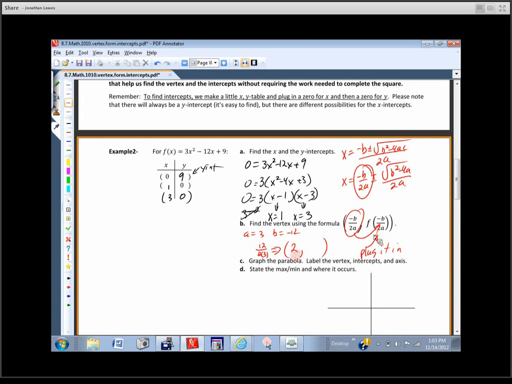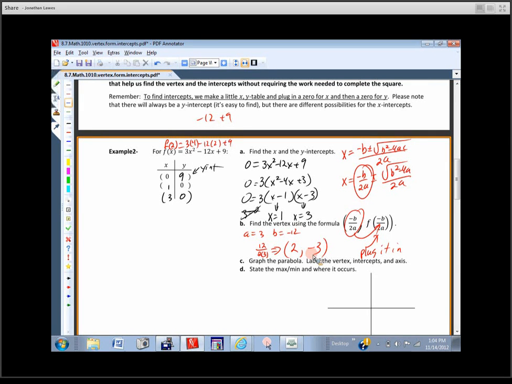Now, if I want to find the y-coordinate, here's what this means. The x-coordinate's pretty easy to find. Opposite b over 2a. This just means plug that into the function. So figure out what f of 2 is. So that's going to be 3 times 4 minus 12 times 2 plus 9. So that's 12 minus 24, so that's negative 12. Plus 9 is negative 3. So where's the vertex? 2 comma negative 3.